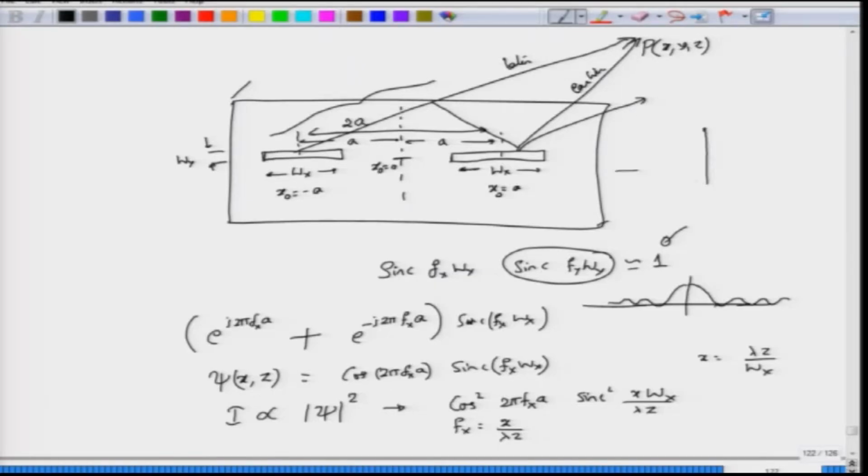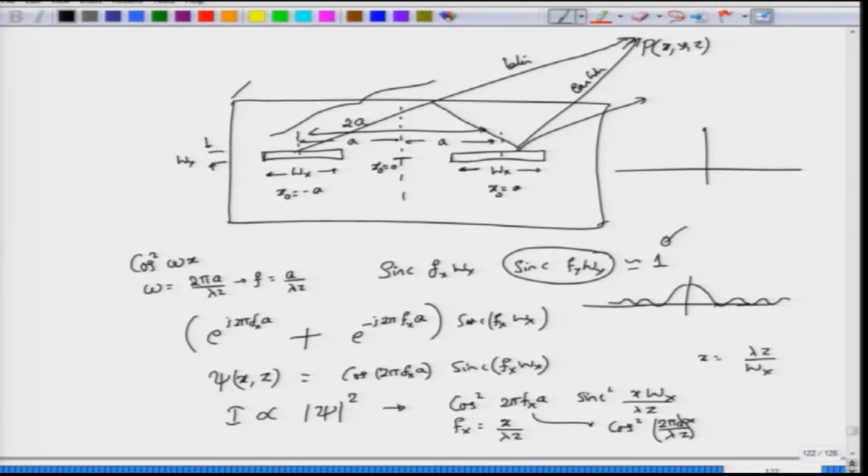Writing the cosine square function also as cos square 2 pi x by lambda z times a, right. So, we will write it in this manner, and then recognize that this cosine square is basically a cosine square of some kind of an omega x, where omega is the frequency of this wave, which is given by 2 pi a by lambda z. And of course, if you are interested in the frequency f, that would be a by lambda z, right.